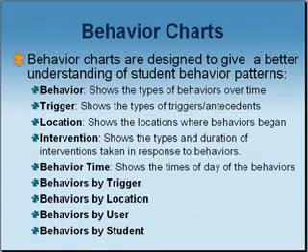So in addition to the behavior reports, there's a number of behavior charts that you can create in DDtrac. The behavior charts, there are several different kinds. There's a behavior chart, which just shows the behaviors over time. There's a trigger chart, which shows the triggers or antecedents leading to the behavior over time. There's a location chart, which shows the locations where the behaviors began, again plotted over time. The interventions chart shows the types or duration of interventions taken in response to behaviors over time.